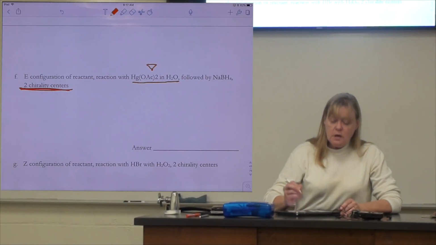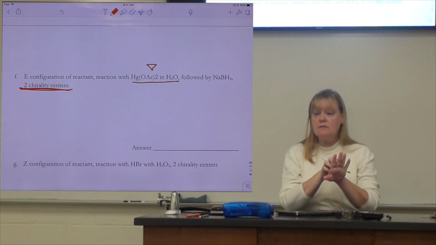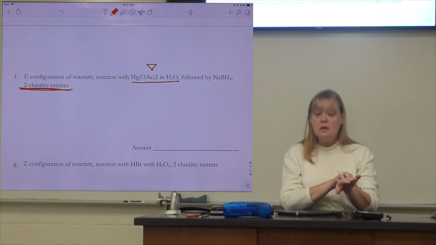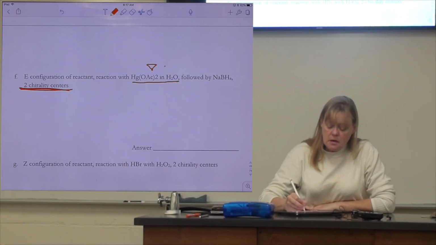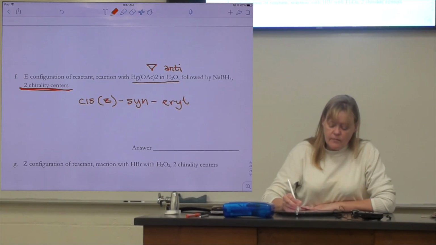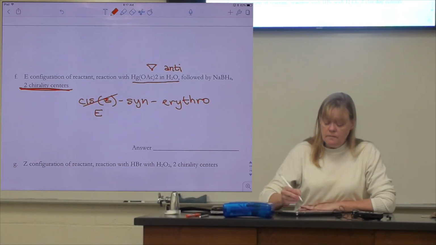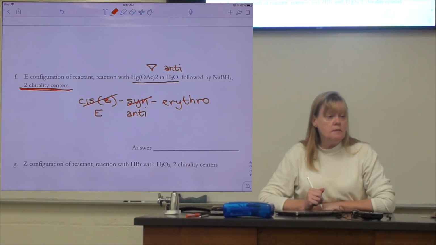That's the one where the mercury has an electron pair to bond to the developing carbocation, so you don't have to have a carbocation, so that makes the strained ring. That means that the next reaction has to occur from the opposite side, so that's anti. It's not a Z configuration in the original starting material, it's E. The mechanism isn't syn, it's anti. That crossed out 2 already, so you leave the erythro.